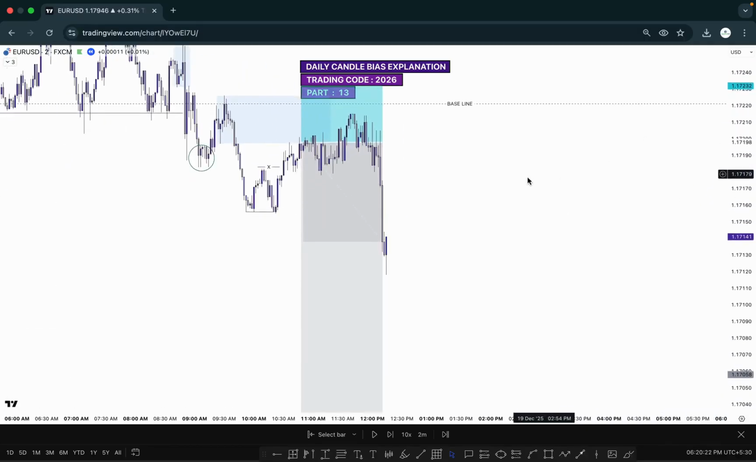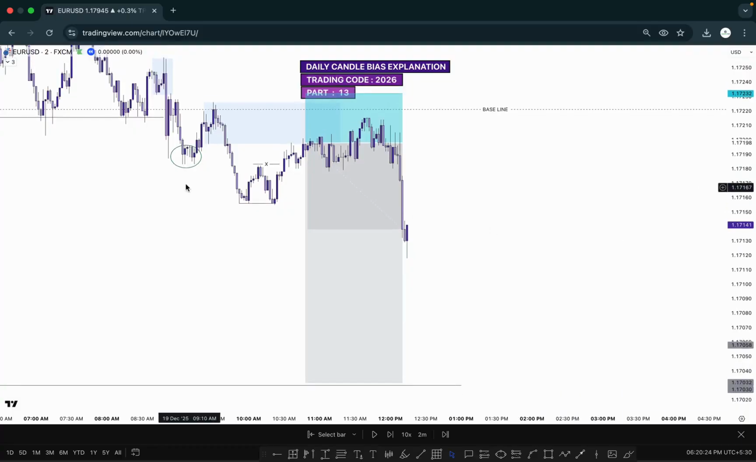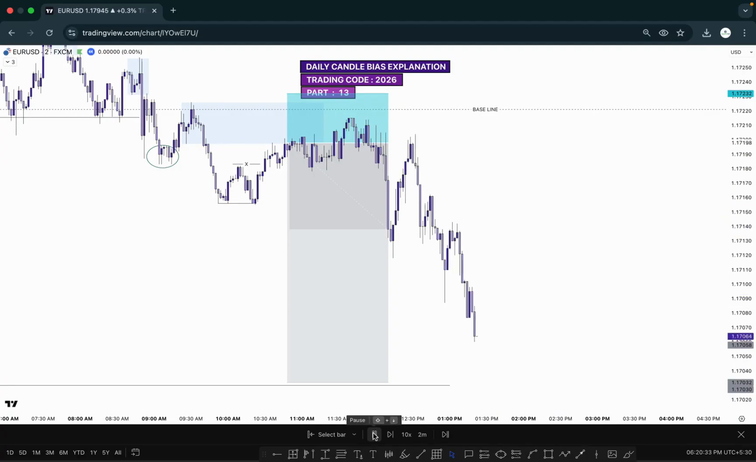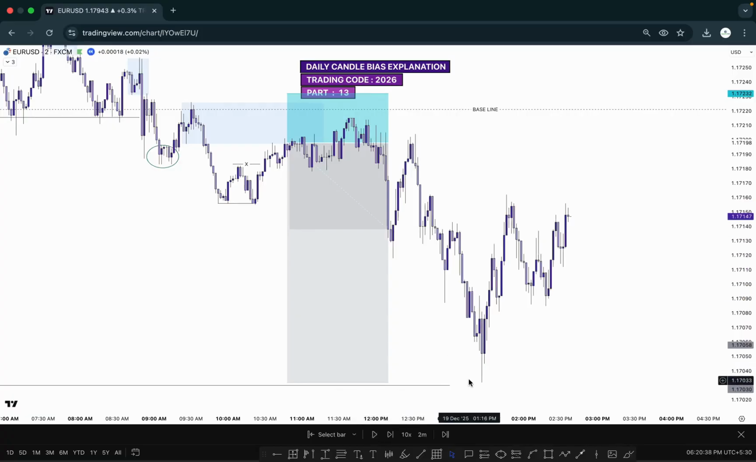Okay, so this is our first area where we can take entry. Inducement taken out, and again, what are we expecting here? We are expecting that if the market again goes higher and takes out the inducement, we are looking for the sell again on the downside. What happened here? Market pushed downside and hit our take profit right here. So this is our entry, this is our stop loss, and this is our take profit.